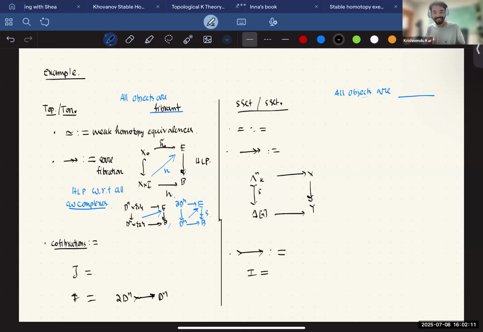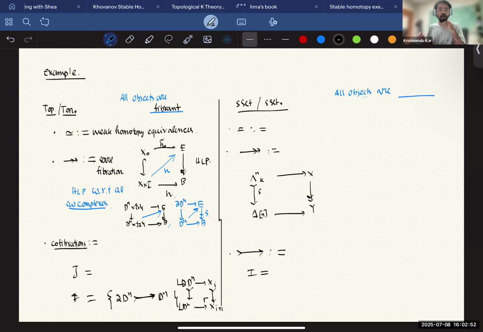Now see this feature. If I take the push out with respect to all these guys, call this Xi plus 1. Okay, I take the push out. That means that since this map is a cofibration, its push out is also a cofibration, right? What does that mean? I can keep taking these iterated push outs and I will still get cofibrations.